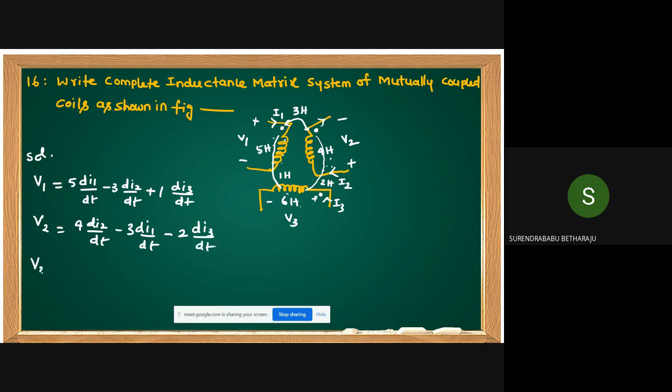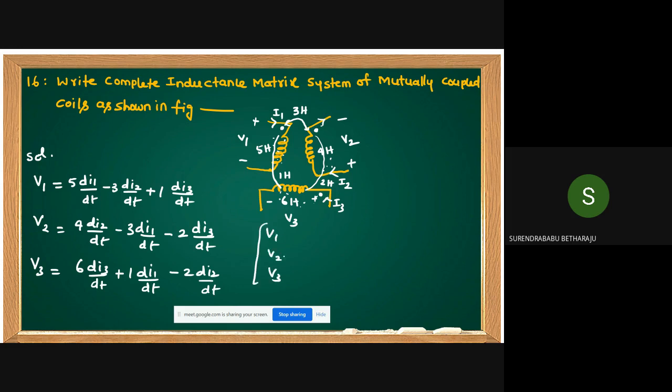Then how to write V3? V3 equal to, what is the self-inductance? 6 into di3 by dt. And these two coils are aiding or opposing? Aiding. Plus 1 into di1 by dt. And what about these two coils? Opposing. Minus 2 into di2 by dt. Is it correct, friends?